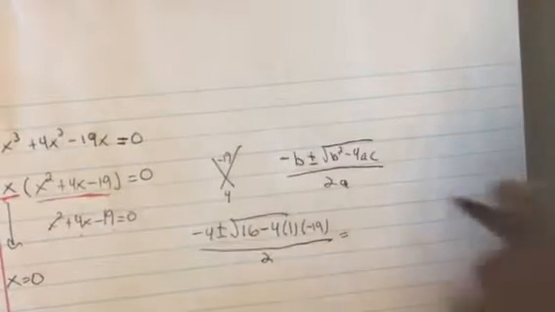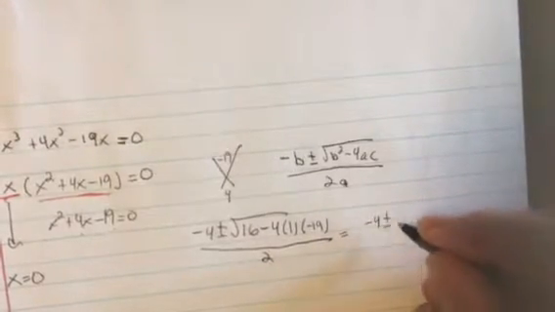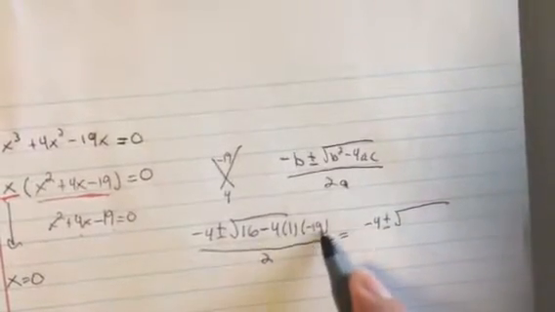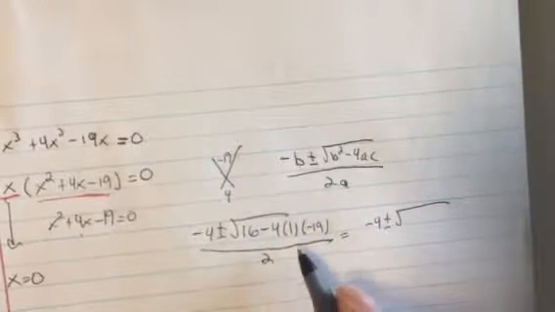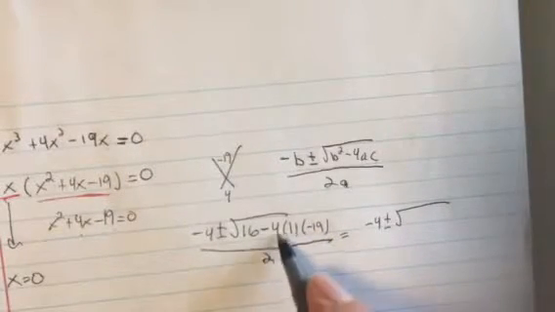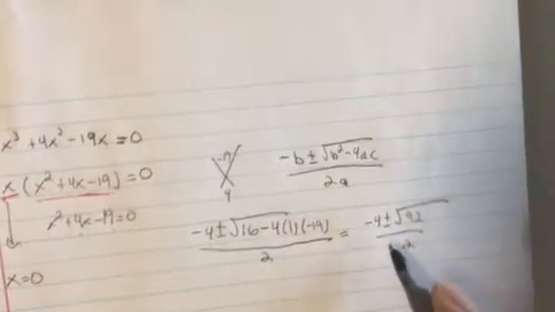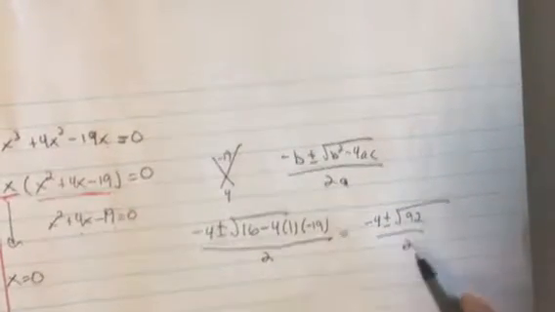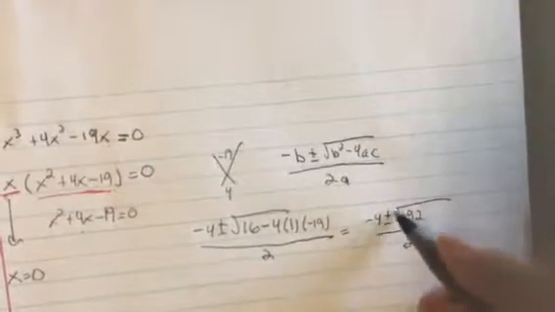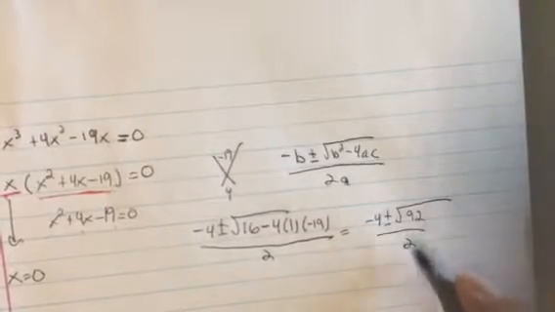This can be simplified, and I'll do that over here. Negative 4 plus or minus the square root of, here we've got a negative times a negative, which is a positive. So we end up with 76 plus 16, which is 92. We can't divide inside of a square root, and we can't divide only one of these things because there's a binomial. The 2 is dividing both.